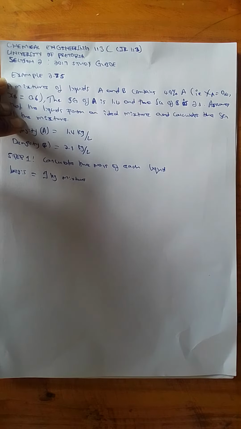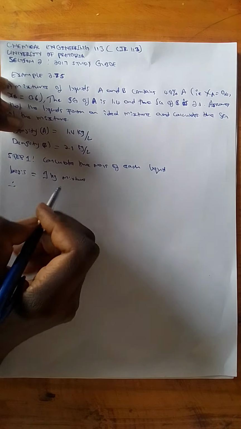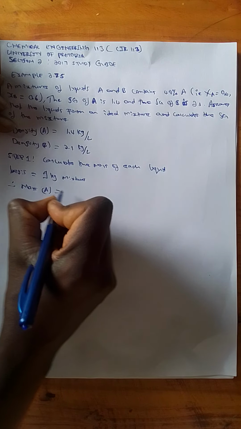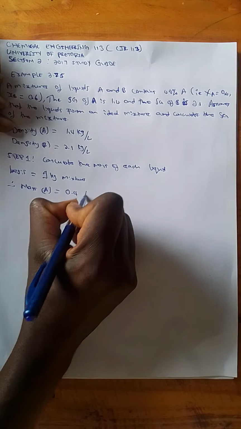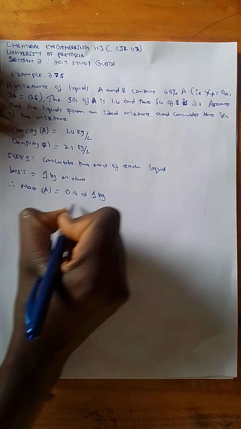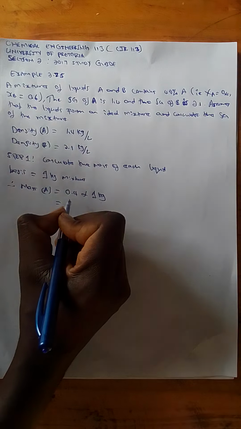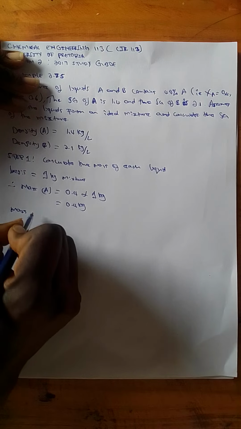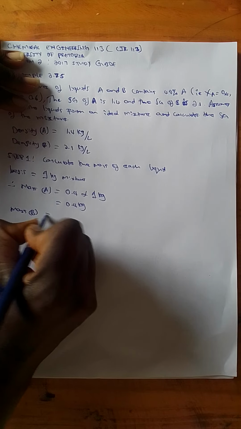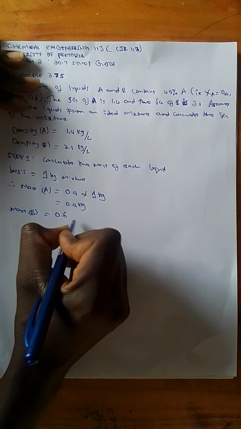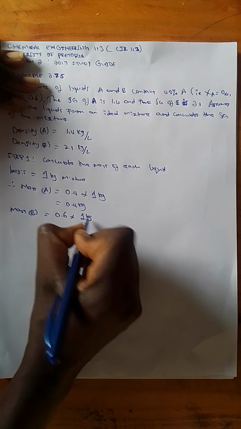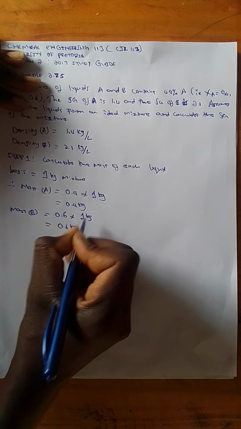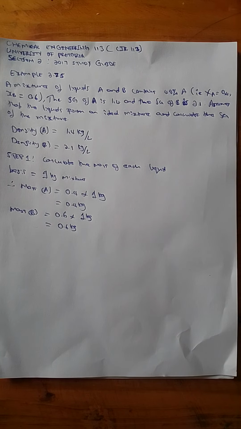Now, with the 1 kilogram mixture, therefore, if the mixture is 1 kilogram, the mass of A is equal to 0.4, which is the mass fraction, multiplied by 1 kilogram, which is the mass of the whole solution. Now that gives us 0.4 kilograms, and then the mass of B is equal to 0.6, which is the mass fraction of B, multiplied by 1 kilogram, which is the mass of the total solution, and that gives us 0.6 kilograms of B. Now that is our first step.